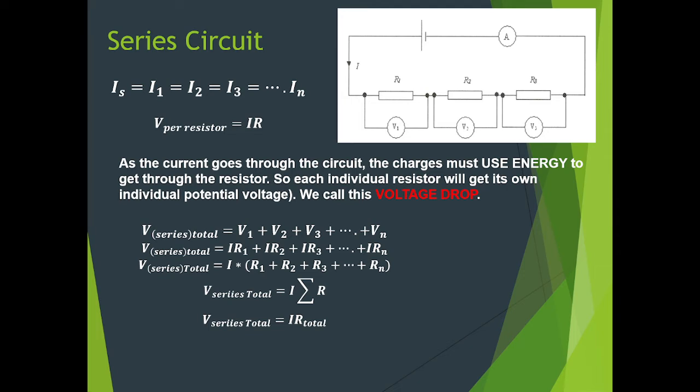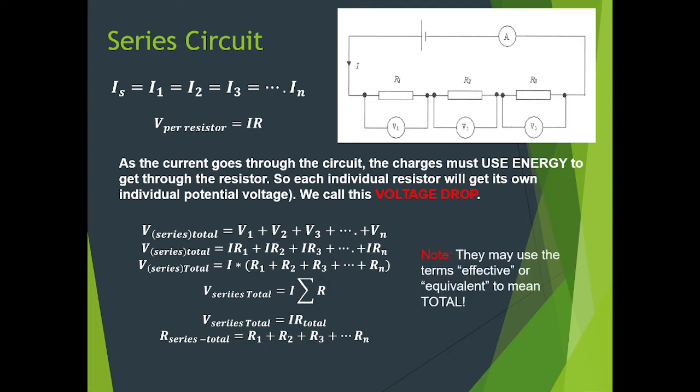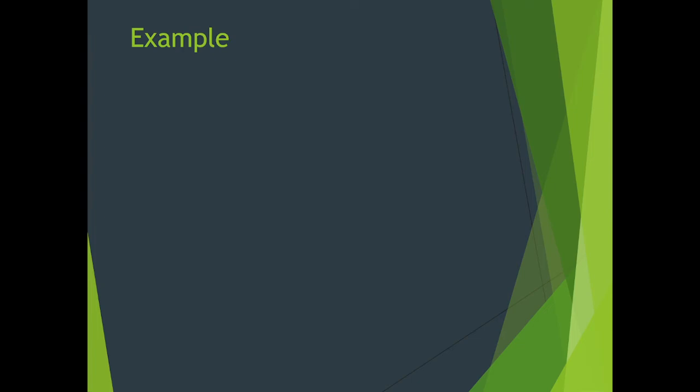We also found out that the total resistance in a series circuit is equal to the sum of the individual resistances present in the circuit. Note, they may use the terms effective or equivalent to mean total. We now try to apply the concepts that we have learned.